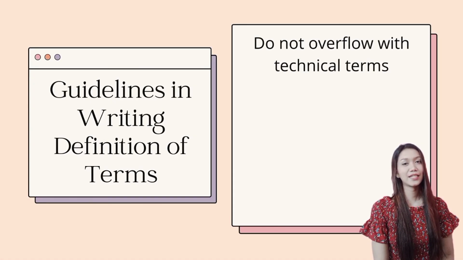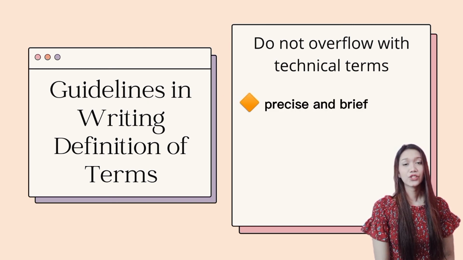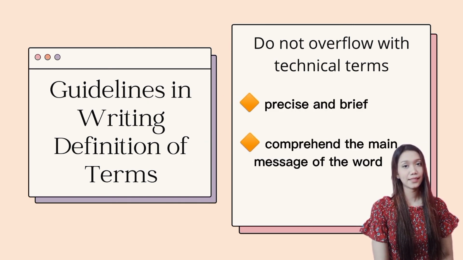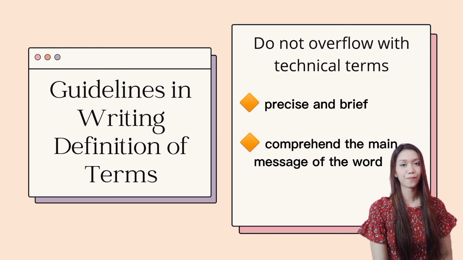The next guideline is to not overflow with technical terms in research. In writing a term, it should be precise and brief so that the reader will comprehend what is the main message of the word and help them to transmit the content more effectively.